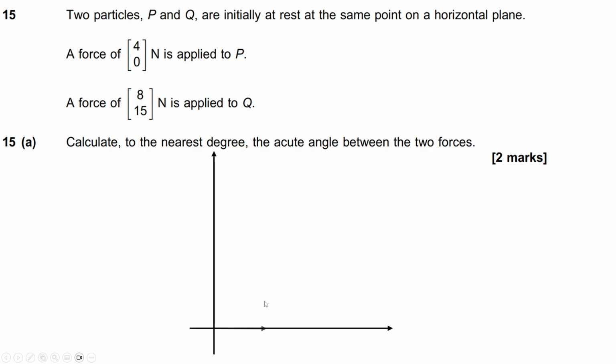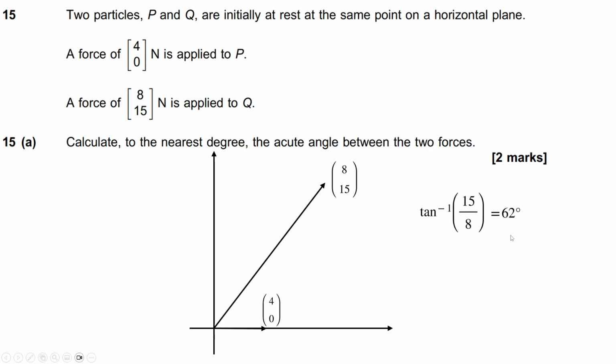Okay, so if you just draw this out, you've got this for force P and then this for Q. Well, this angle here, if you think about this, it goes 8 across and it goes 15 up. So the angle x is just inverse tan of opposite, which is 15, over 8, the adjacent. So that's inverse tan of 15 over 8, and you'll get 62 degrees.